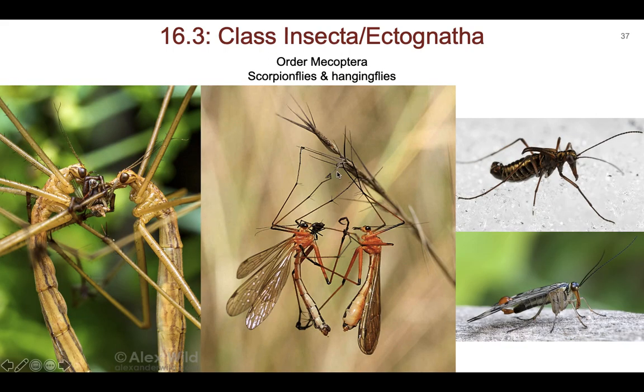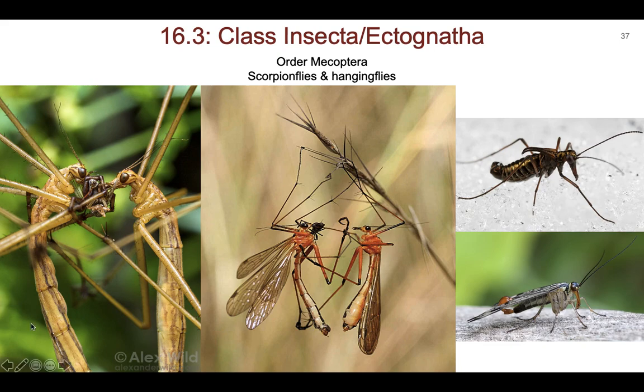And then there's scorpion flies and hanging flies. Even though they have fly in their name, they are not true flies. They're their own group, and you can kind of tell by the shape of their head and the antennae that they have. A lot of them have this really weird thing where the males will make a ball of dead insects and stuff and present it as a nuptial gift to the females. And if the females like the nuptial gift, they'll mate with them.